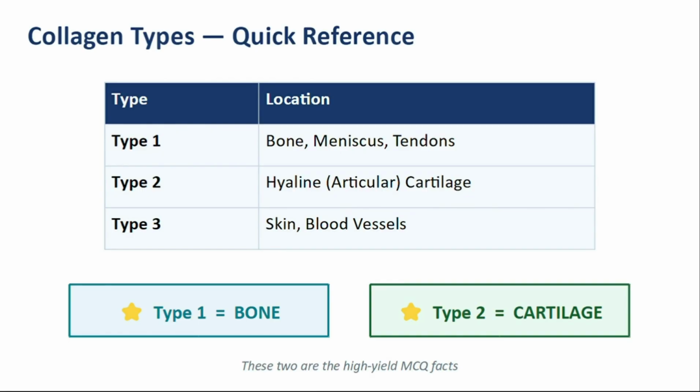And next we see the collagen types. In the bone we see mainly type 1 collagen, and we also see type 1 collagen in the tendons. Type 2 collagen is mainly abundant in hyaline cartilage, which is the articular cartilage that we can see on the surface of the bone near the joint.